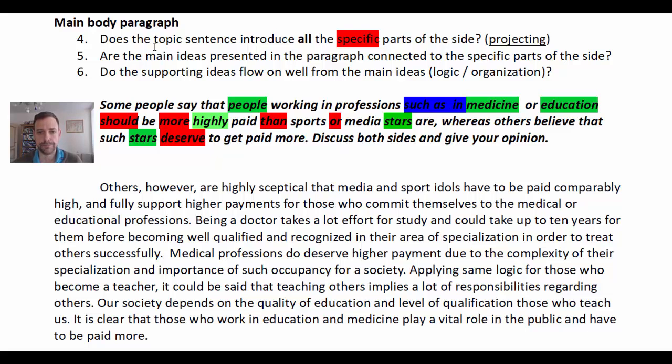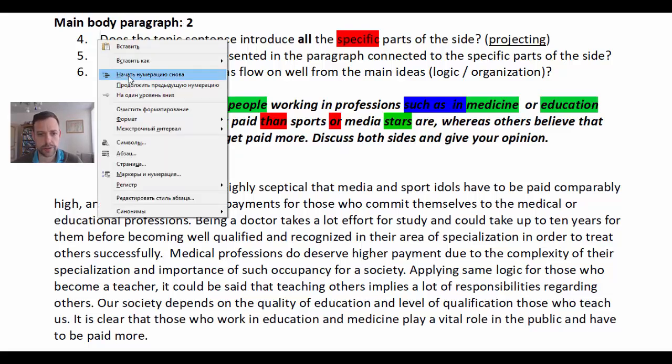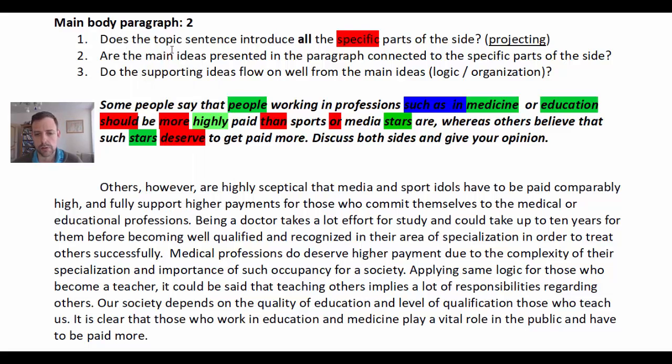Watch them first. So like with the first main body paragraph, I suppose number 2, we need to think about these 3 questions. Does the topic sentence introduce all the specific parts of the side? Does it project? Are the main ideas presented above connected to the specific parts of the side? And do the supporting ideas flow on well from the main ideas, logic and organization? So if you need to press pause and have a read of the exam statement again. If not, please keep watching.